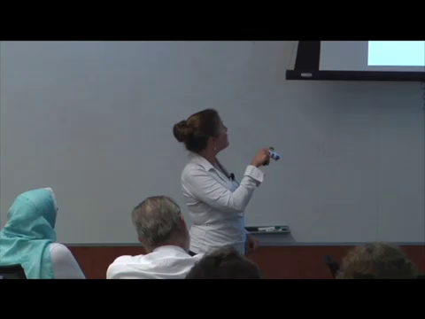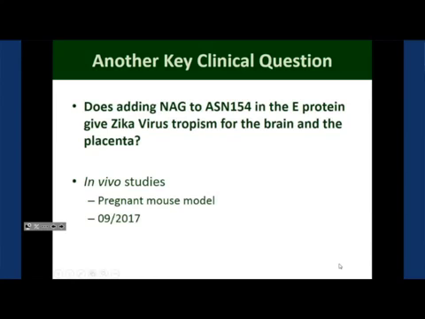Okay, so our work gave us another key clinical question here, which was, does adding NAG to asparagine 154 in the envelope protein give Zika virus tropism for the brain and the placenta? So that's our thing that we are going to figure out next. And we're going to do that with in vitro studies using a pregnant mouse model. So we have those scheduled for September, which is like 10 days from now. So, wow, we have to get on impregnating some mice in the not too distant future.